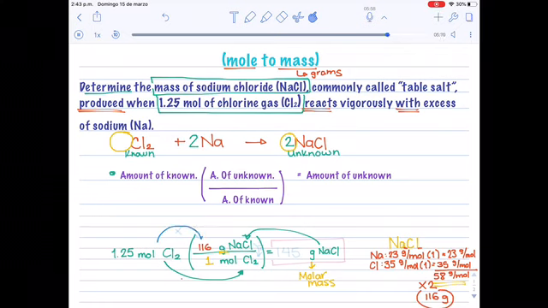We're going to multiply 1.25 moles of chlorine times 116 grams of sodium chloride divided by 1 mole of chlorine, and it gives us a final result of 145 grams of sodium chloride. And this would be our result.